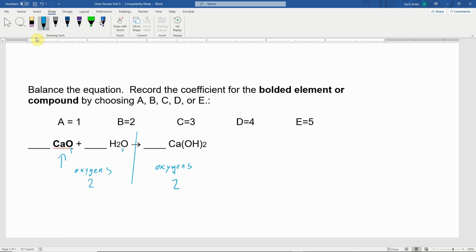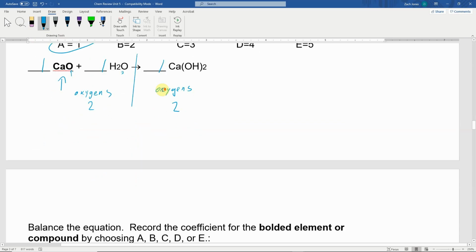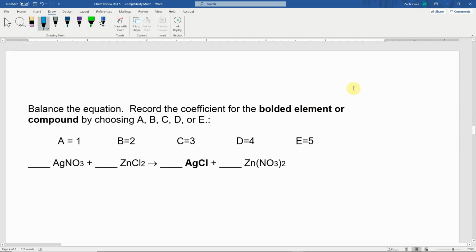Let's see, one calcium, 2 oxygens, 2 H's, 2 H's. Oh my goodness, this one's balanced too, as it is. We don't have to do anything. The correct answer is A. Okay, let's keep going. Let's do another one. Go ahead and balance this equation and then type in what you get right there.